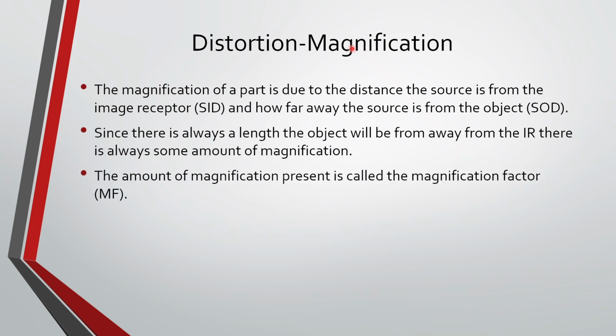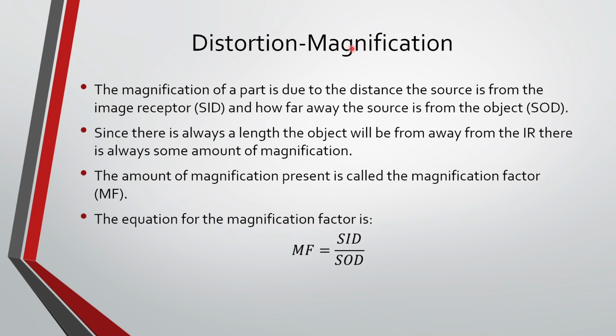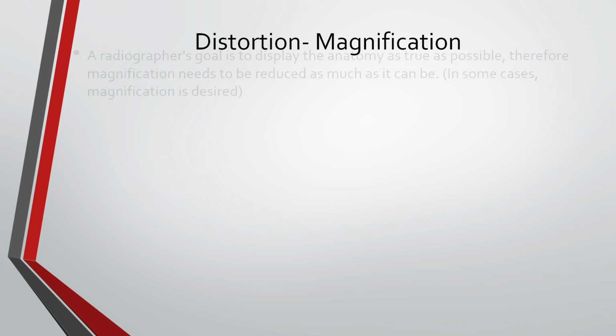The amount of magnification present is called the magnification factor, which is this MF that we use. The equation for the magnification factor is the SID over SOD. This is a common way to say it, SID over SOD, and that's an easy way to remember it. So the relationship of how far the source is to the image, and how far the source to object distance is, represents the magnification.